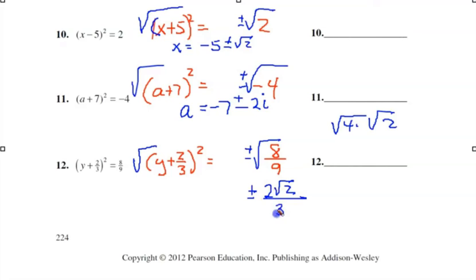Square root of 9 is 3. And we bring that over as a negative 2/3. And there are our answers. So we see once we get something as a binomial that's squared, we can use this technique.